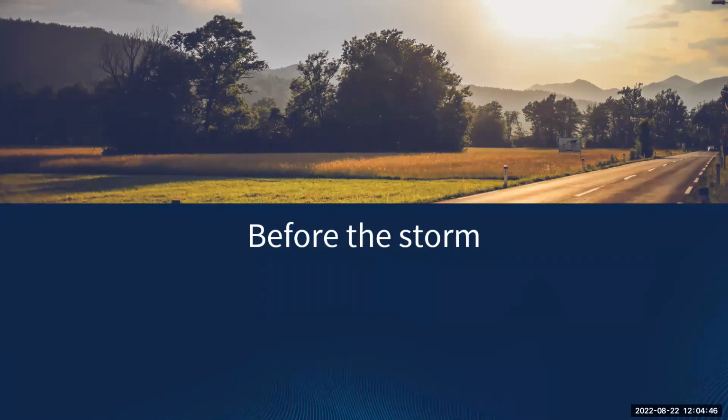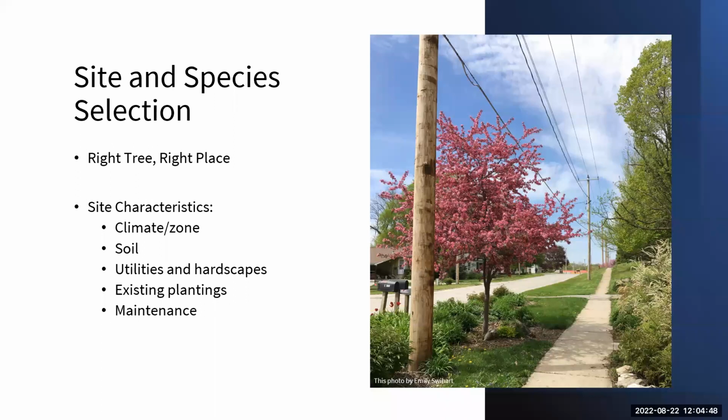To do that, it starts with planting trees. Long before you can consider how trees are going to withstand storm events or weather changes, you have to have trees in your landscape to begin with. And so we need to be concerned about putting the right tree in the right place.